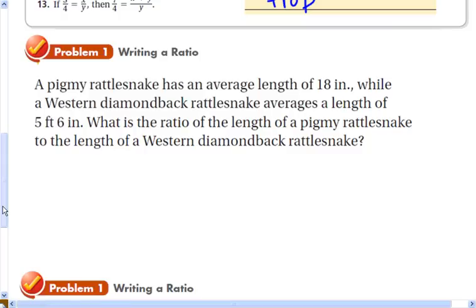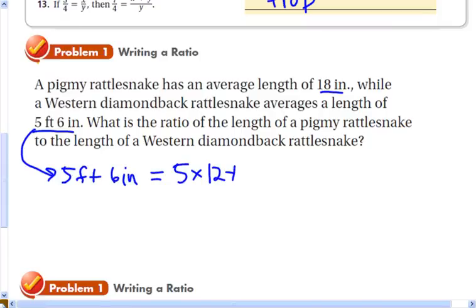Let's see here. So one thing that we need is the same units of measurement. So this one is in inches and this one is in feet and inches. Now you could do it either way. You could change the pygmy rattlesnake to feet, or you could change the western diamondback to inches. So I think I'll do that. 5 feet 6 inches is equal to 12 inches per foot, plus the extra 6 inches, so that's 66 inches.